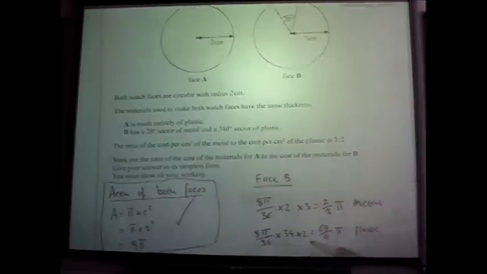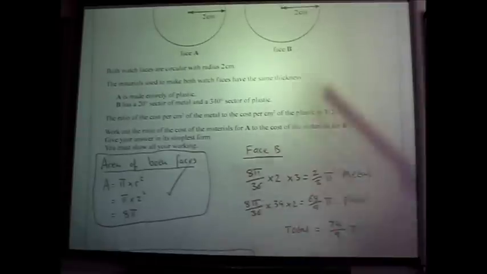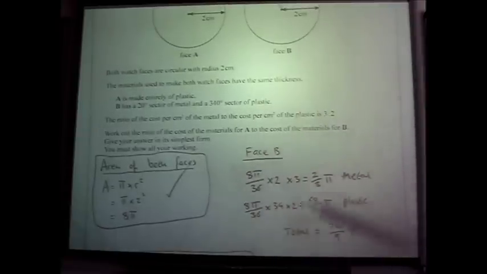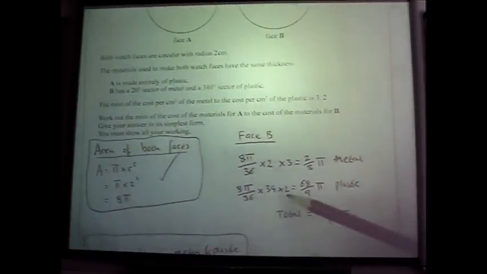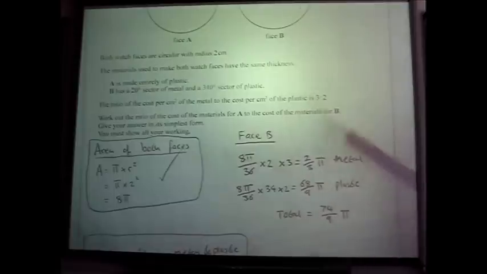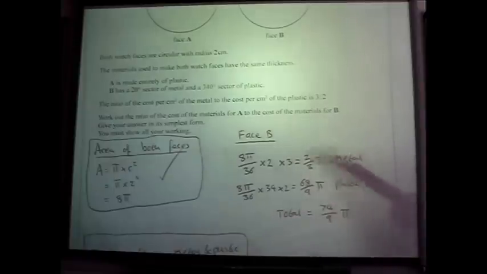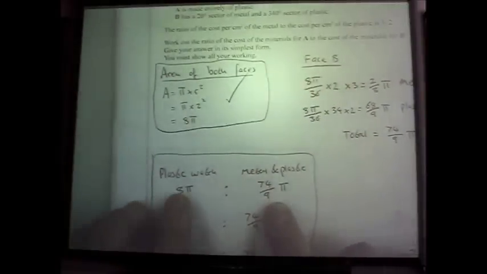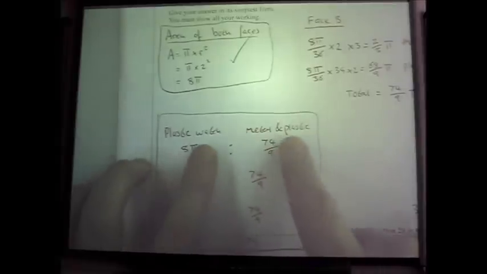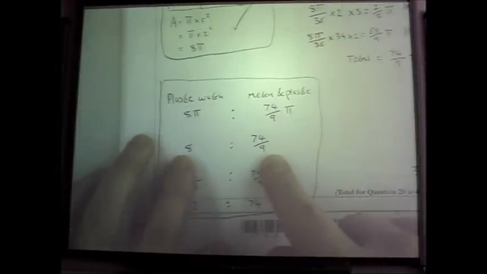Now we're going to work out the cost of the plastic. So similar thing, you do 8 pi, which is the area, divided by 36, times it by this time 34, which is the rest of it, and I'm timesing it by 2 because it's the plastic one, which is the 2-bit, and that gives me 68 over 9 pi. You add those 2 up and you get 74 over 9 pi. So I've got here the plastic watch and the metal watch. The plastic one is just 8 pi because it's a simple one, it's all plastic, and the metal one is that. So I've written it as a ratio, but that's not quite good enough. First thing I do is cancel pi from both sides, so I've got 8 to 74 over 9.